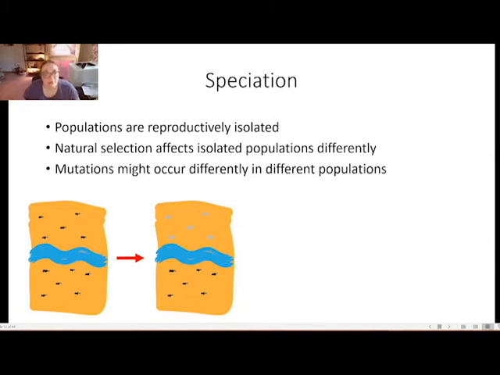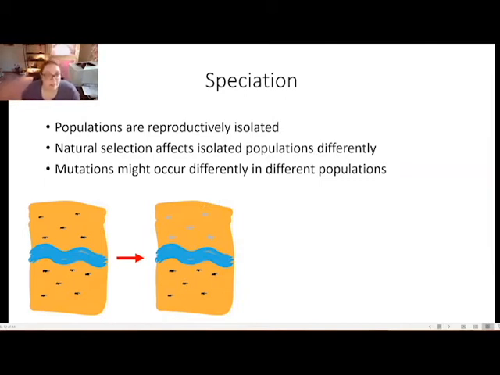So over time, all the different pressures that are being put upon them are separate from one another. So they're able to mutate and change separately, and eventually become a different species. Or at least a different population, different subspecies, anything like that.